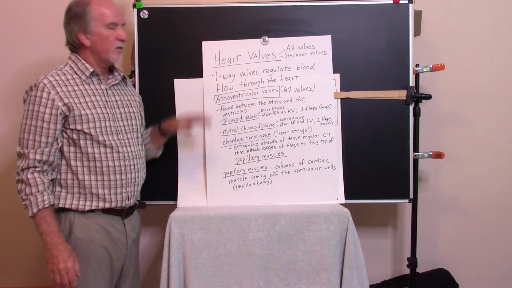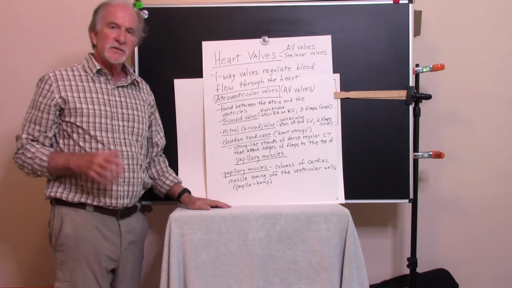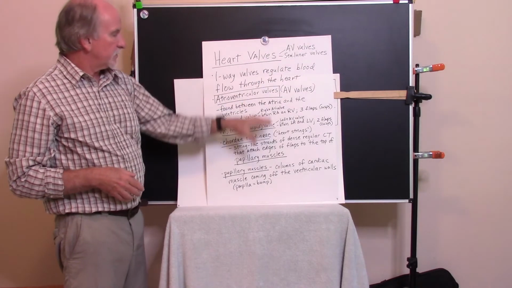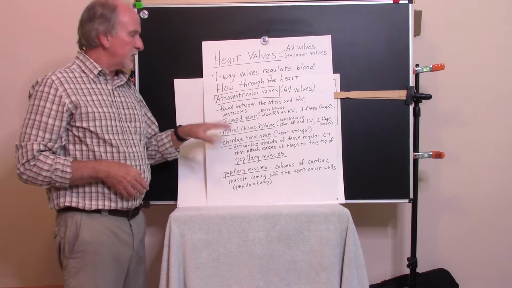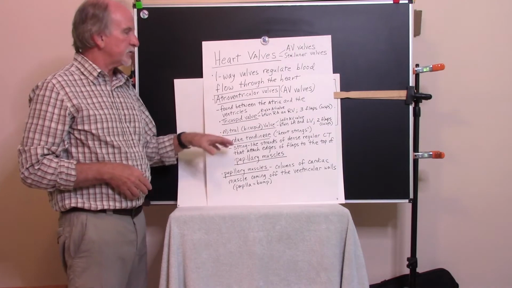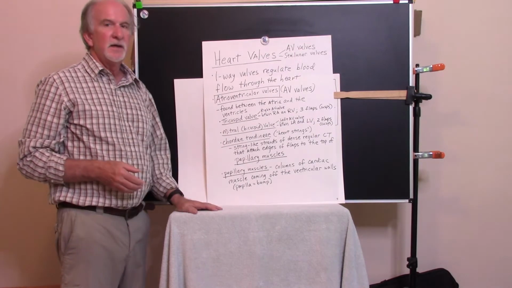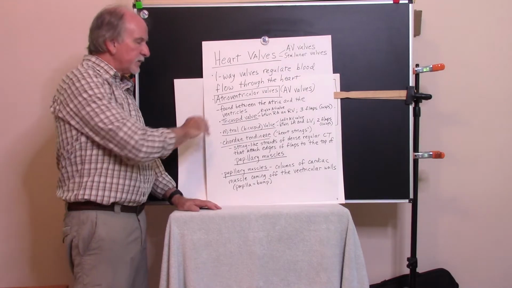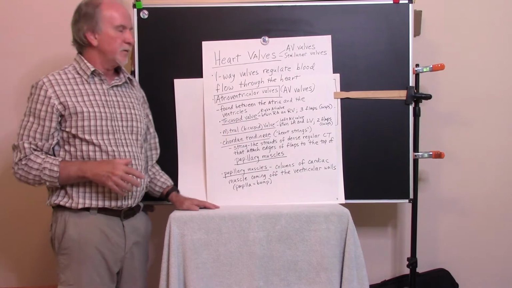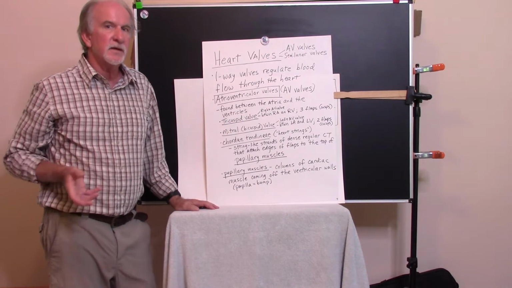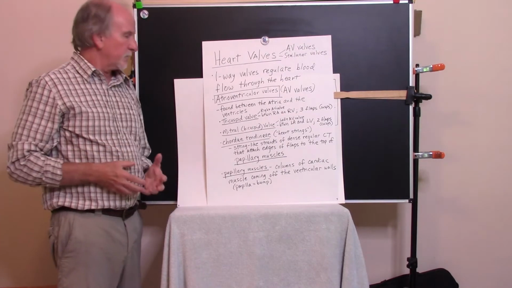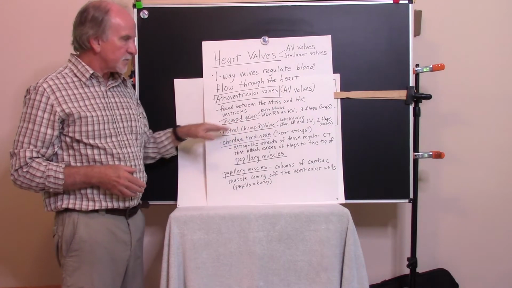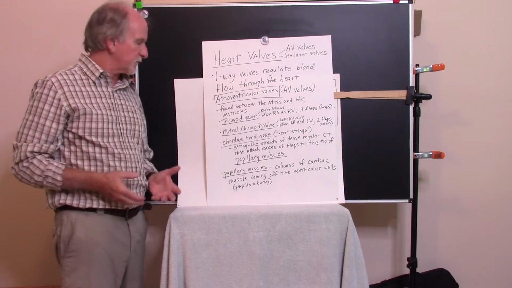The AV valves are the atrioventricular valves because they're one-way valves found between the atria and the ventricles. There are two of these valves. One is the tricuspid valve, which has three flaps or cusps, and it's the right AV valve found between the right atrium and the right ventricle. And then you've got the mitral or bicuspid valve, which is the left AV valve found between the left atrium and the left ventricle. The tricuspid valve has three cusps or flaps, and the mitral or bicuspid valve has two flaps or two cusps.